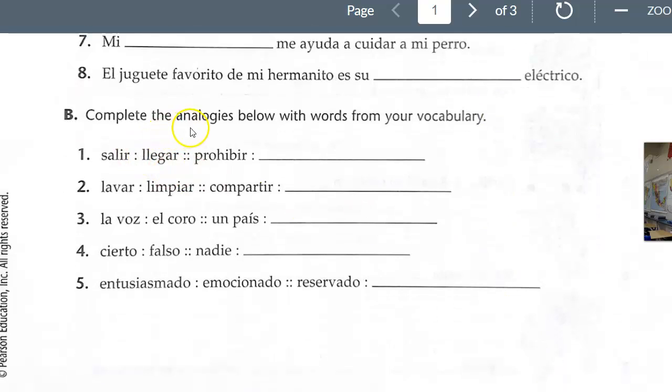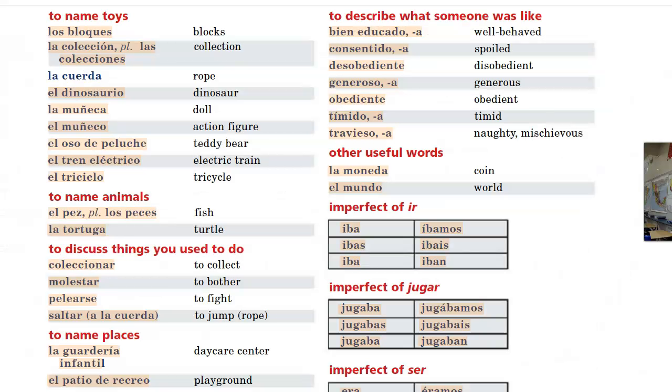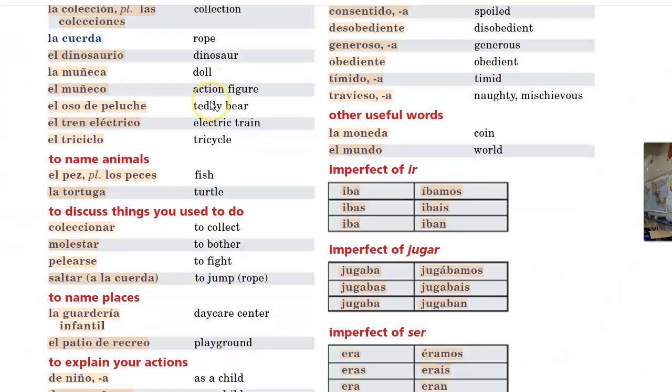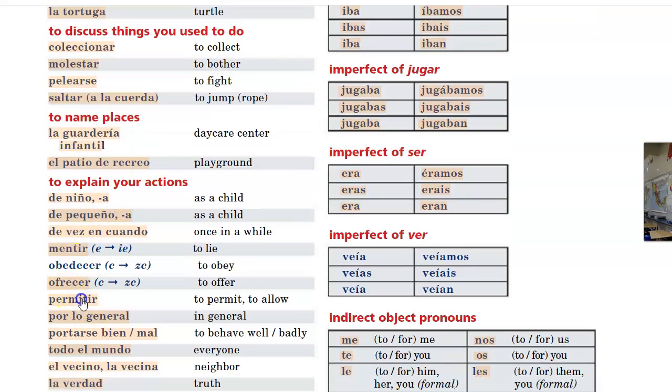For part B, complete the analogies. An analogy is a comparison to show similarities. So salir, llegar, prohibir, blank. Salir is to leave, llegar is to arrive, so those are opposites, right? Prohibir is to prohibit. And we're looking for the opposite. The opposite of to prohibit would be to allow. And that would be the verb permitir. Permitir. To allow.